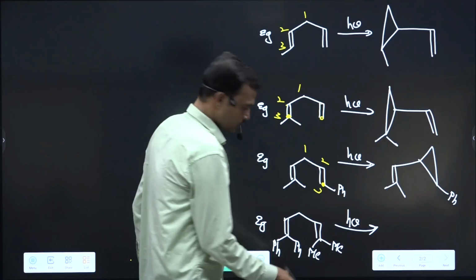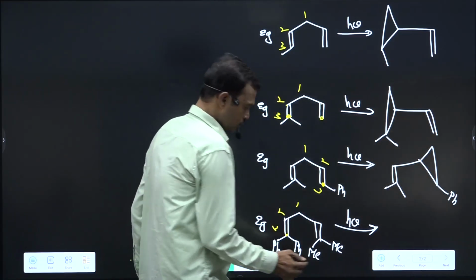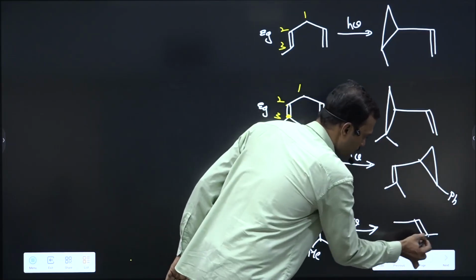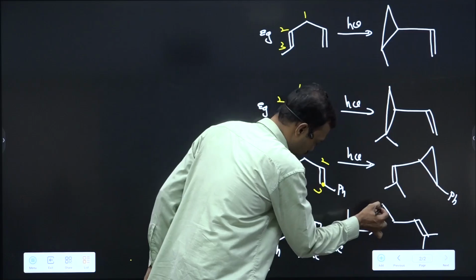What about this? Left side is stable, 1, 2, 3. So join this 2, and the double bond as it is. 2 joins with this, break this bond. This 1 joins to 3.